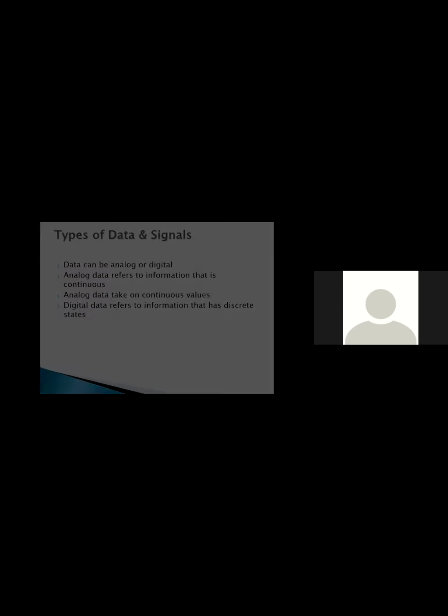I would like to explain types of data and signals. Data can be analog or digital. Analog data refers to information that is continuous. Analog data takes on continuous values. Digital data refers to information that has discrete states.